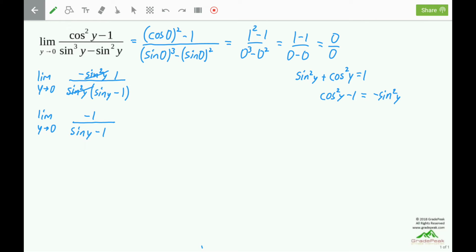We've eliminated the 0 over 0 indeterminate form. We can now try plugging a 0 in for the remaining y's. We will have negative 1 over the sine of 0 minus 1. The sine of 0 is a 0, so negative 1 over 0 minus 1. 0 minus 1 is minus 1, and we have a negative 1 over a negative 1, which cancel to become a positive 1.